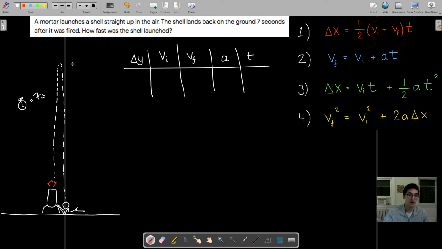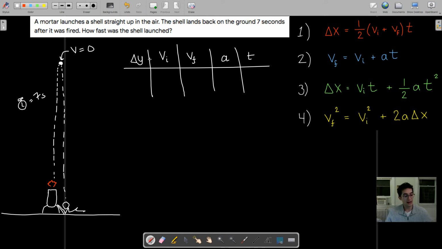So our best choice here in this type of problem specifically is to not make our initial, our launch, and our final, our mortar shell landing. We want to make either our initial point or our final point the top of the arc. Okay? We want to make either initial or final the top of the arc. And the reason we want to do it that way is because our velocity at the top of the arc is 0. Right?